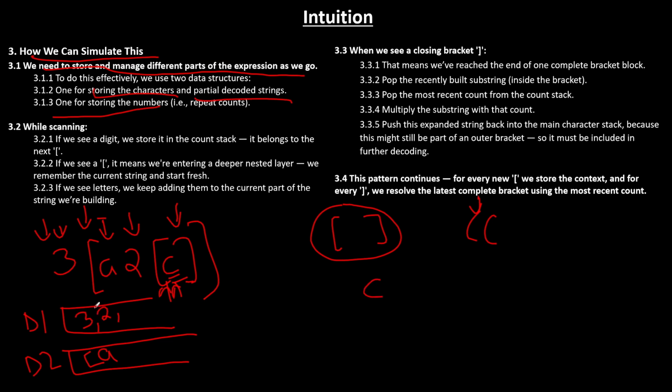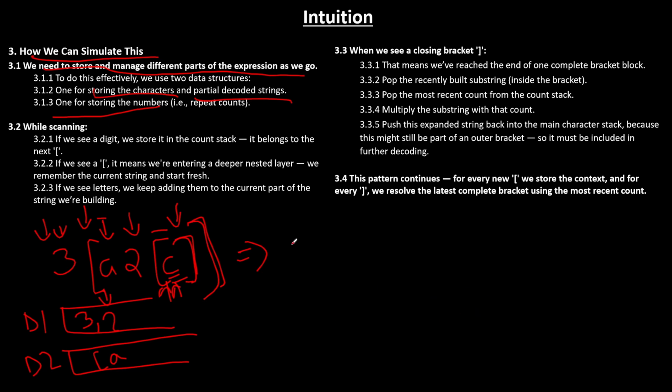Okay, what is the latest character in our data structure? Remember it is 2. So we take 2. C will be multiplied 2 times, so we get 2 times C. Now our expression becomes 3A C C.